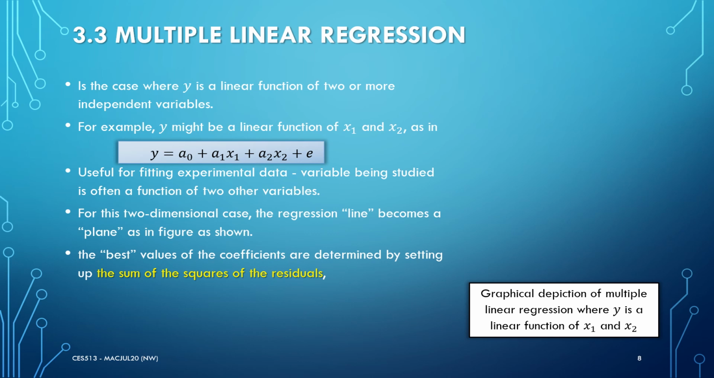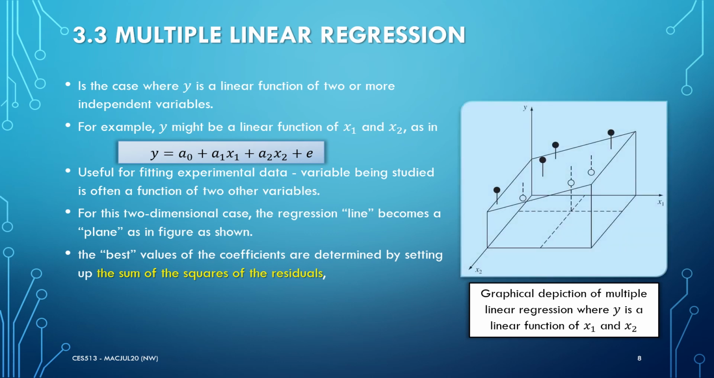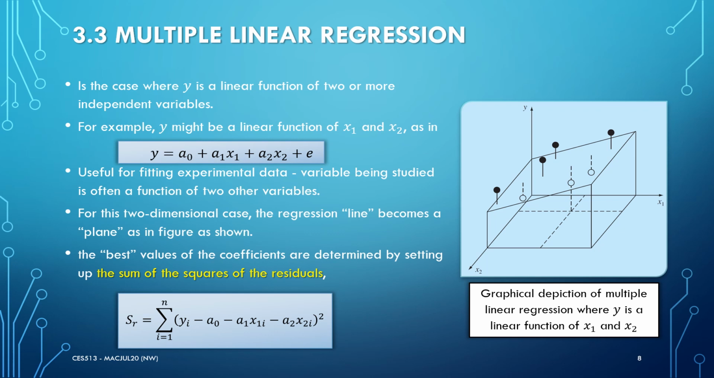Such an equation is particularly useful when fitting experimental data where the variable being studied is often a function of 2 other variables. So for this 2-dimensional case, the regression line becomes a plane as in the figure. The figure here depicts multiple linear regression where y is a linear function of x1 and x2. As with the previous cases, the best values of the coefficients are determined by setting up the sum of the squares of the residuals, where the equation is shown here.